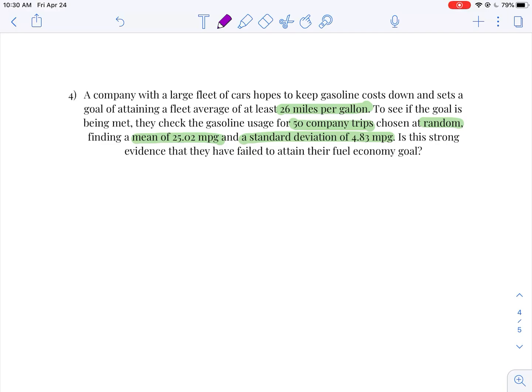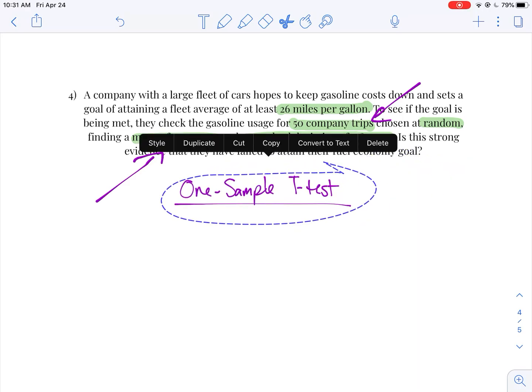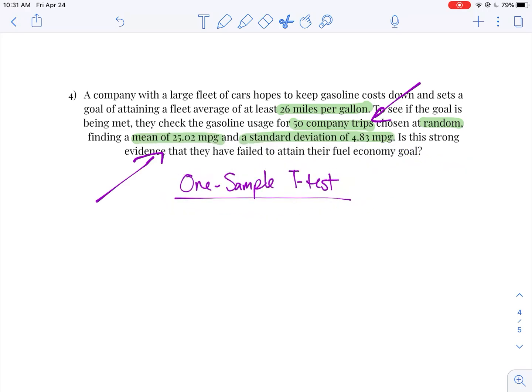Okay, so I know it's evidence, so I'm going to be doing a hypothesis test. I've got one mean here. I'm looking at one group, the 50 company trips that they chose. There's only one group of trips, so one group, one mean. I've got myself a one sample t-test. Again, if I was dealing with proportions, it'd be a one sample z-test, or one-prop z-test. Since I'm looking at means and I've only got one sample, I'm looking at a one sample t-test.